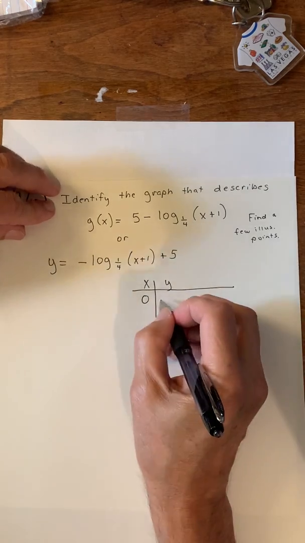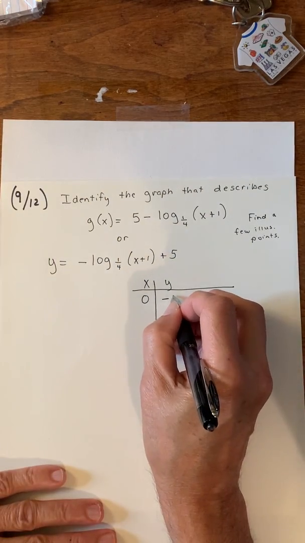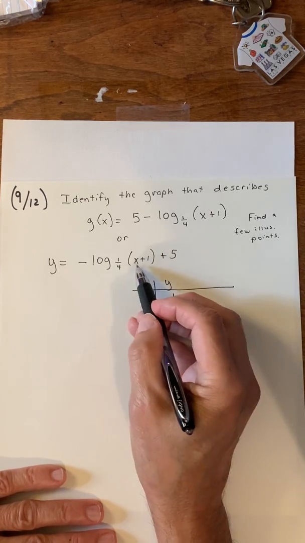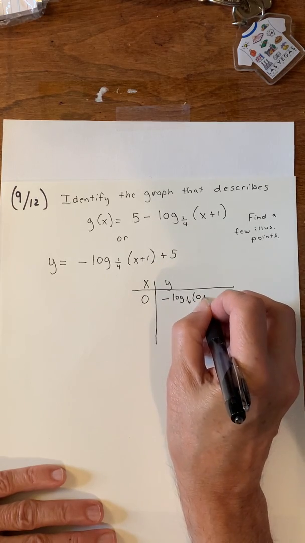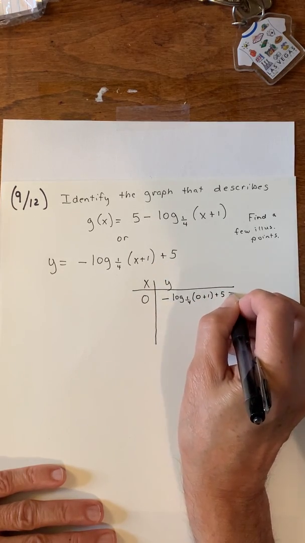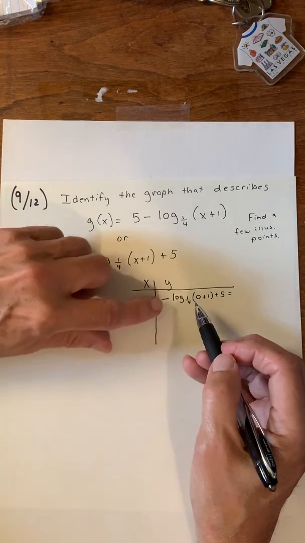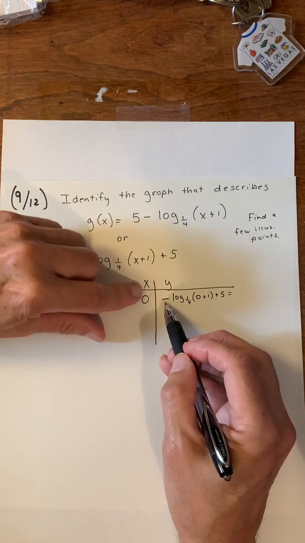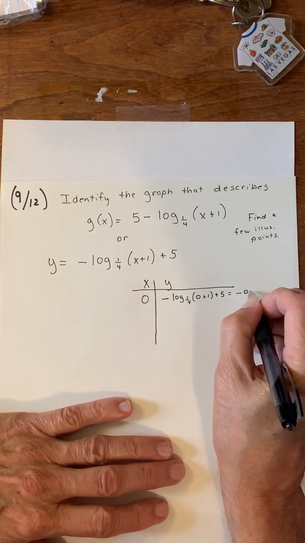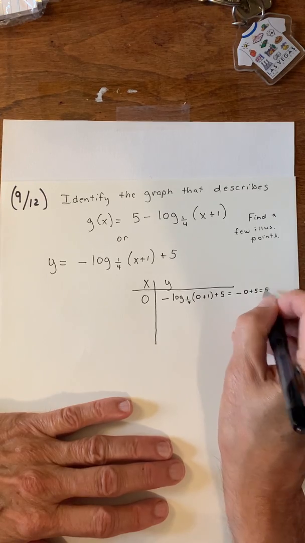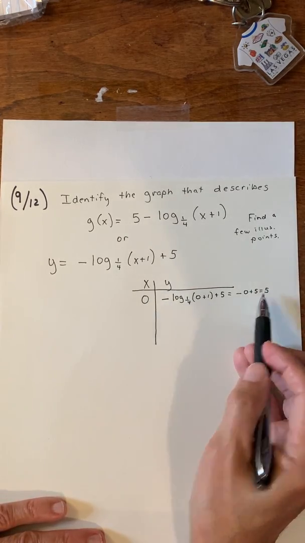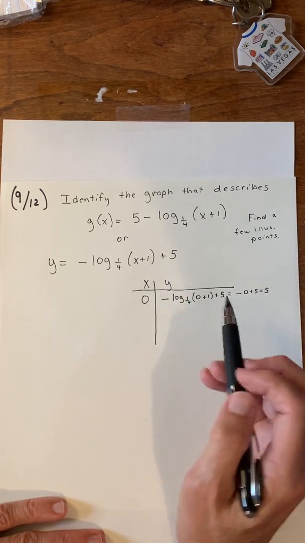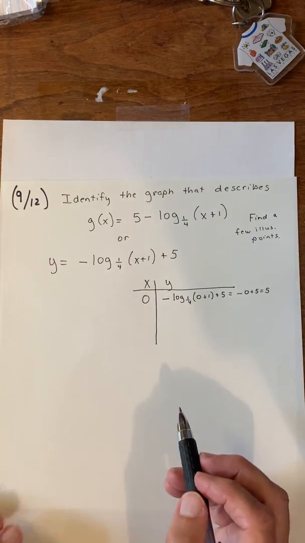So that means my y is going to be the negative log base 1/4 of 0 plus 1, plus 5. This is log of anything of 1, that's just 0. The negative of that is negative 0 plus 5, that's 5. So I've got a point, 0, 5. Check your graphs and you'll find that 3 out of the 4 have the point 0, 5. Doesn't help me that much. I need another point.